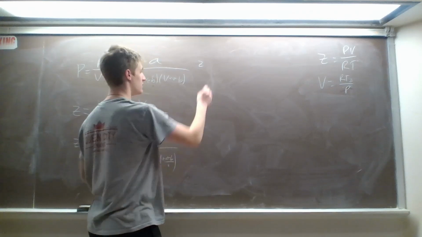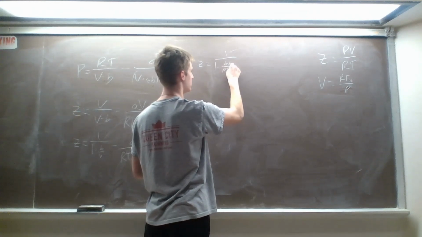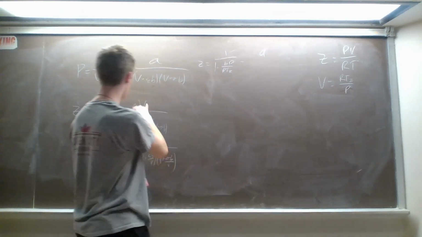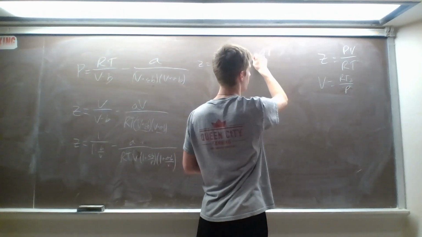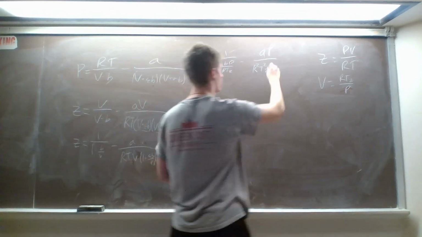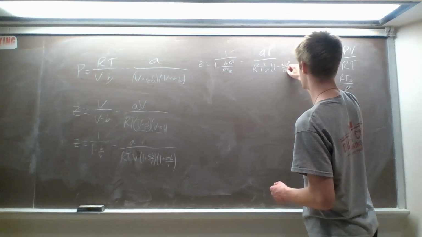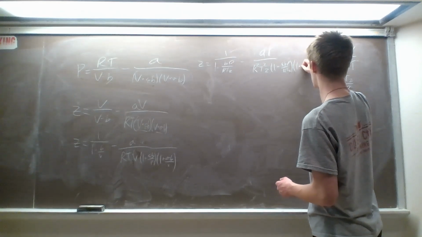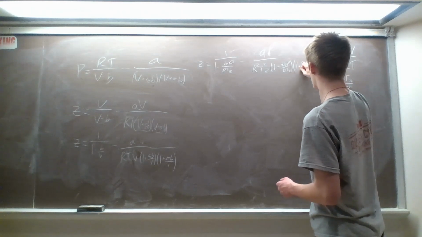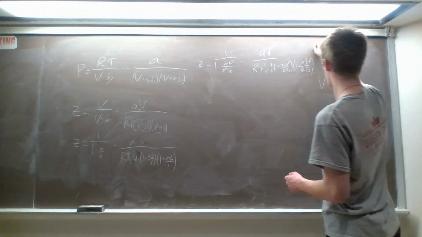So Z equals 1 over 1 minus BP over RTZ, minus A. We have this volume here, so AP over R squared T squared Z, multiplied by 1 plus epsilon BP over RTZ multiplied by 1 plus sigma BP over RTZ.